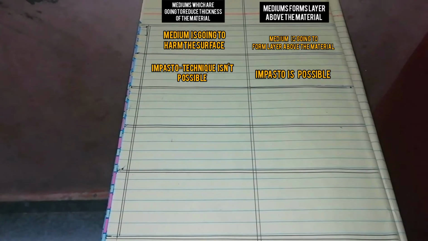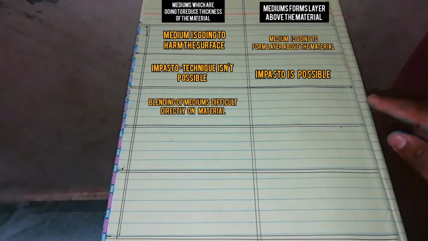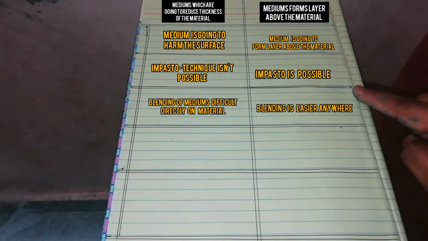If you don't know about impasto, just go and watch my previous video in which I explained impasto in detail, and the link is in the description. Blending of medium is much more difficult directly on the surface of the material, and over here the blending is possible directly on the material by taking more than two mediums.